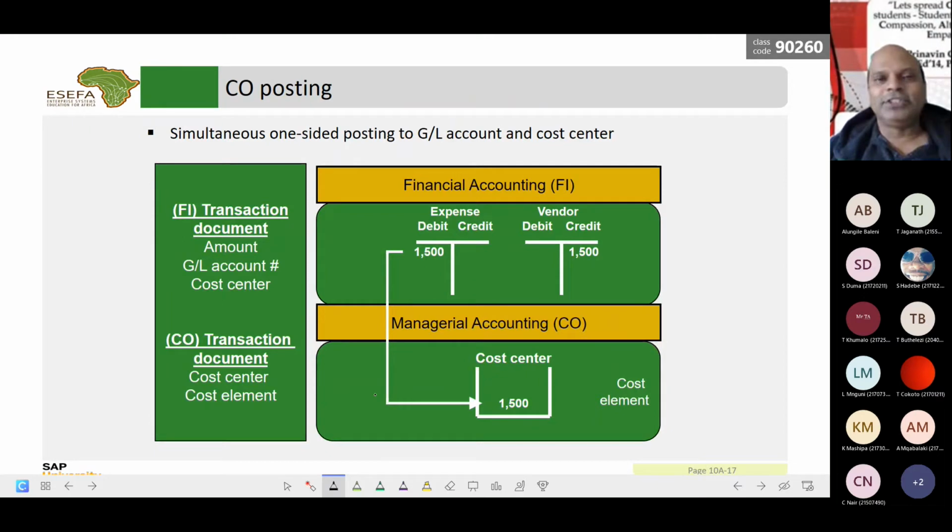Hey, anybody remember this joke, T accounts? Oh man, T accounts, because can you see it looks like a T over here? See the T.